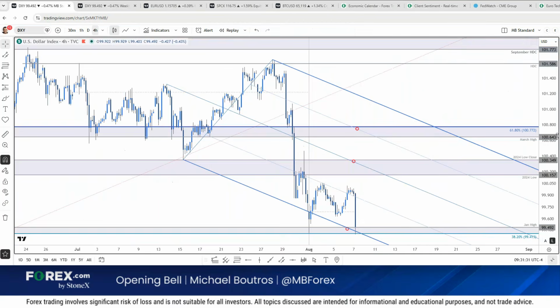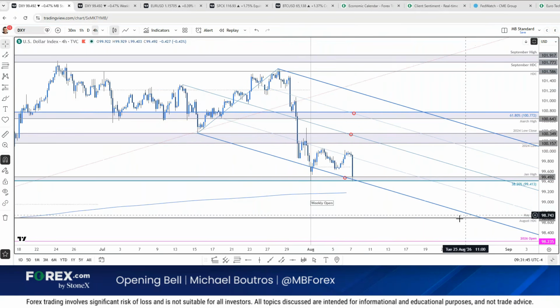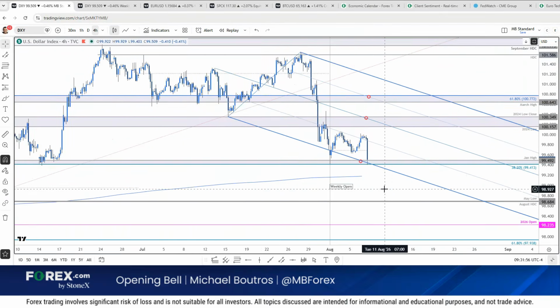Here's what it looks like on the 4-hour chart. That formation we've been tracking off the high remains in play. We were talking about a bearish bias below 100.35 with bearish invalidation at 100.77. Key support is 99.41, again into 49. We're there right now. The downslope converges here. A break, a close below this zone opens up the potential for another major leg lower in the DXY.